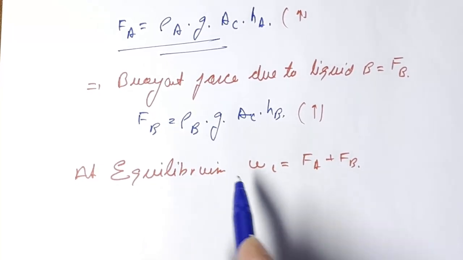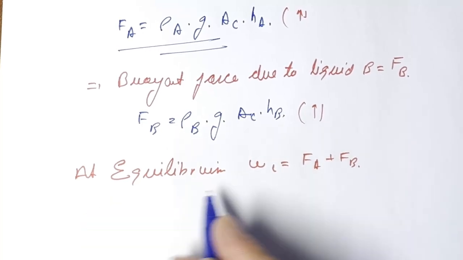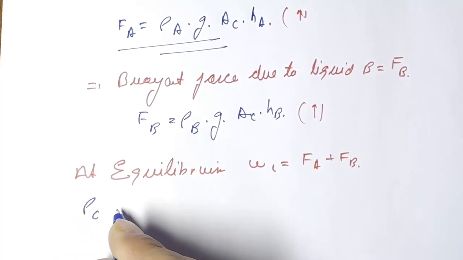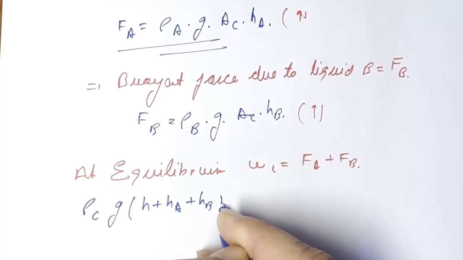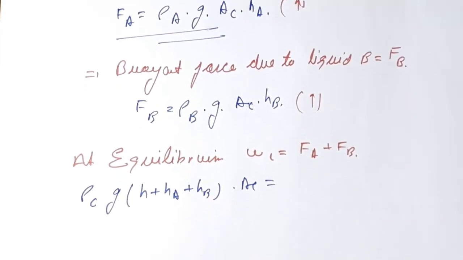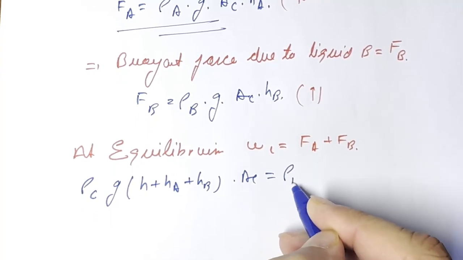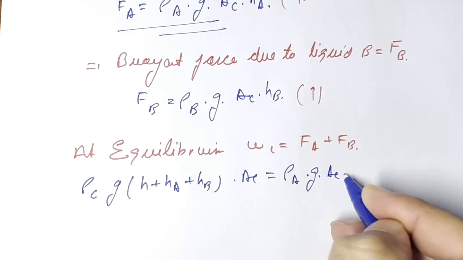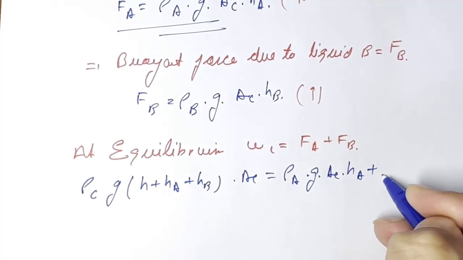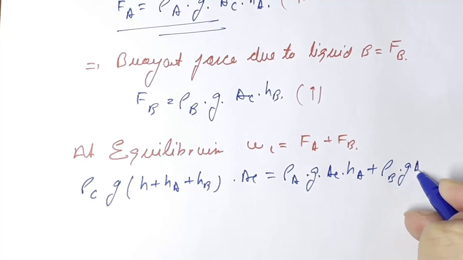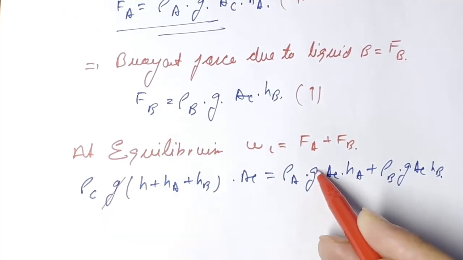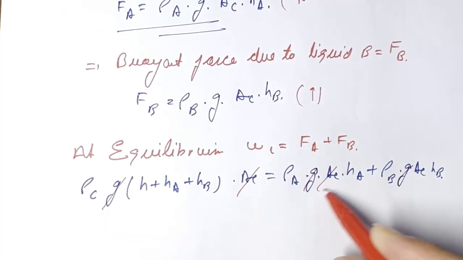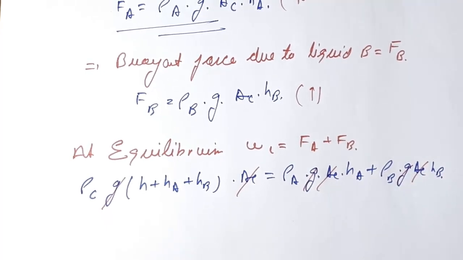We substitute the value omega C, WC rather, which was our AC times (H plus HA plus HB), and we have here rho A G AC HA plus rho B G AC HB. G and AC cancel out.